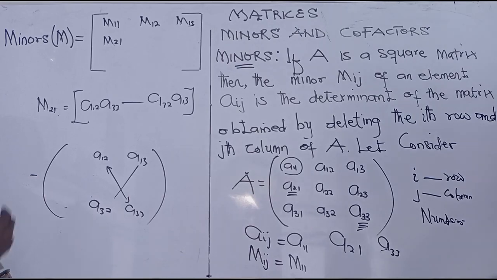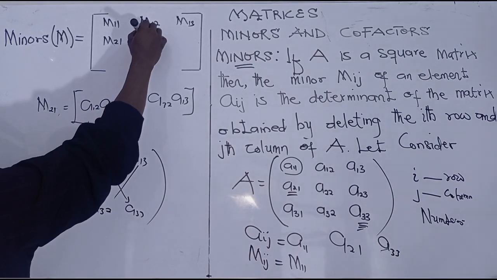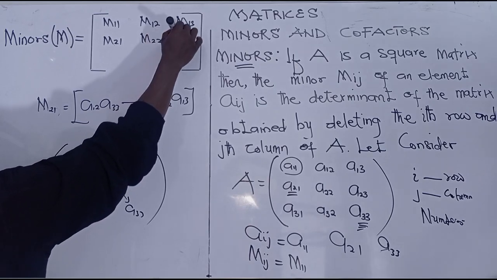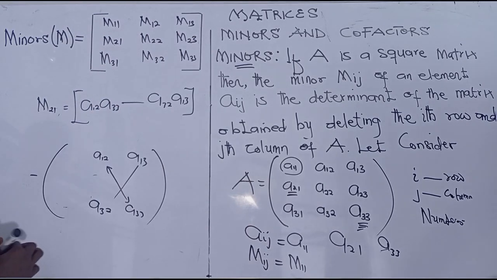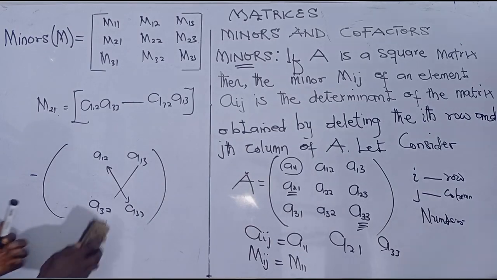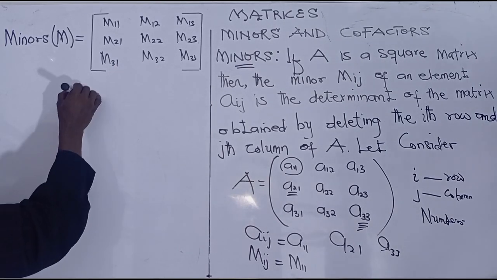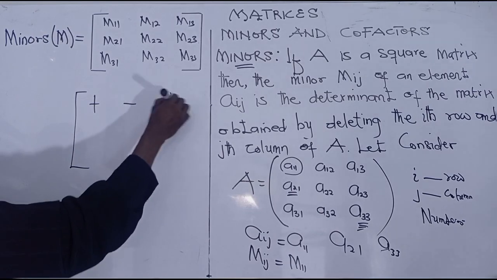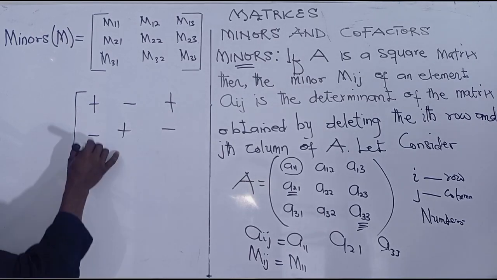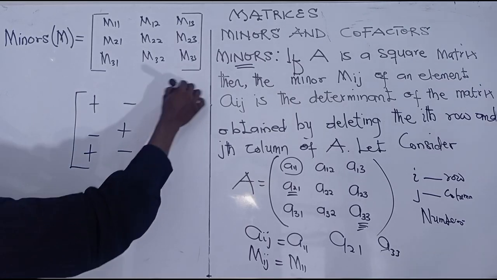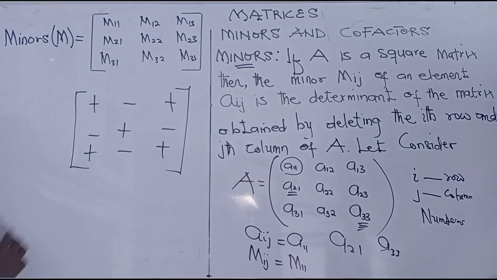So we are going to repeat the same procedure so we get all the minors for all the entries. So you can continue, complete it. So when you complete it, we are going to have M22. So these are the minors of the matrix. Now to obtain the cofactors, we are going to multiply these minors by these signs. So we have plus, minus, plus, minus, plus, minus, and then plus, minus, plus. So we are going to multiply these minors by these signs.